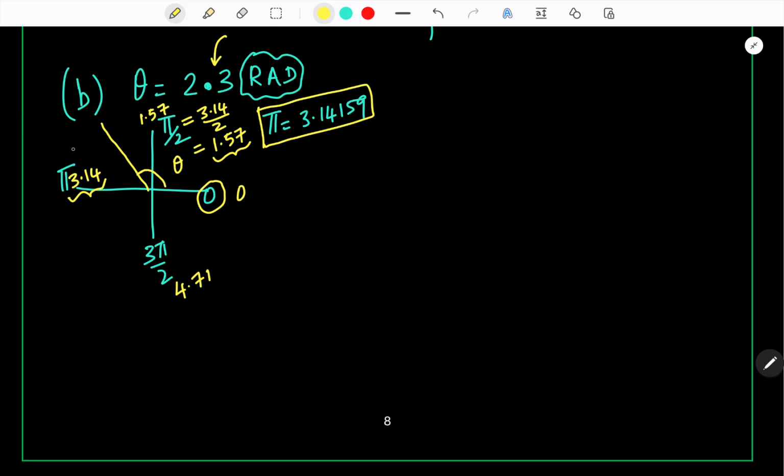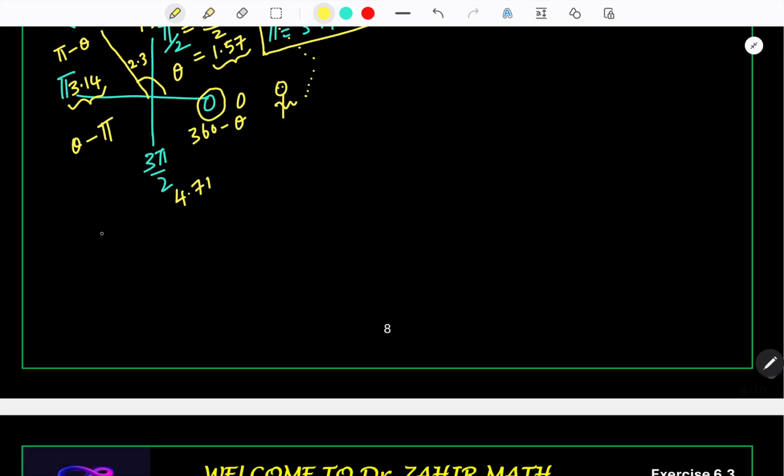And this formula is what? 180 minus theta, this quadrant, right? Which means pi minus theta. And this is theta minus pi, and this is 360 minus theta. So now we are starting with this man, and he's going right, which is 2.3 going into quadrant 3. So the man is standing in quadrant 2, right?